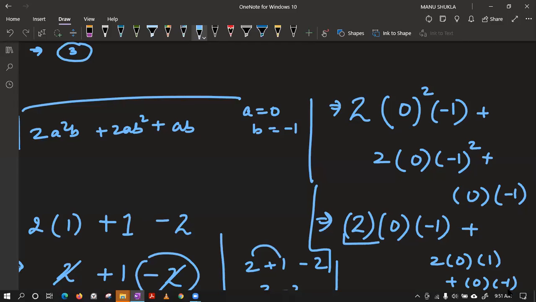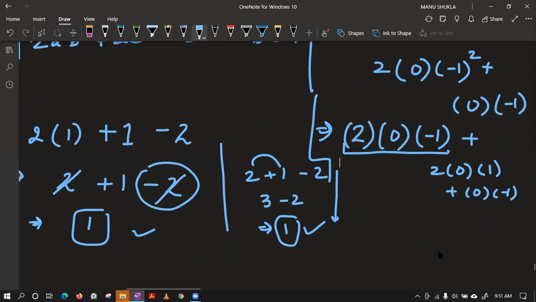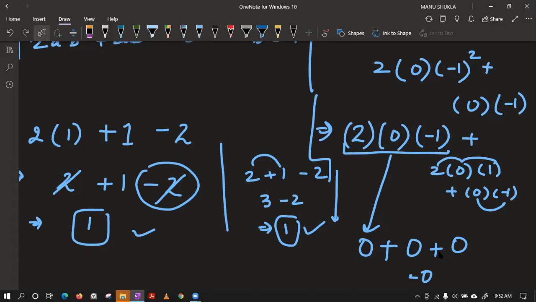Now Ashmit, please see, you have 2 into 0 into -1. Obviously it will give you 0 because 0 into anything is 0 only. So this term will give you 0. Then you have a plus sign, 2 into 0 into 1. Again 0 is coming. Then 0 into -1 is 0. And hence the answer is 0 only.